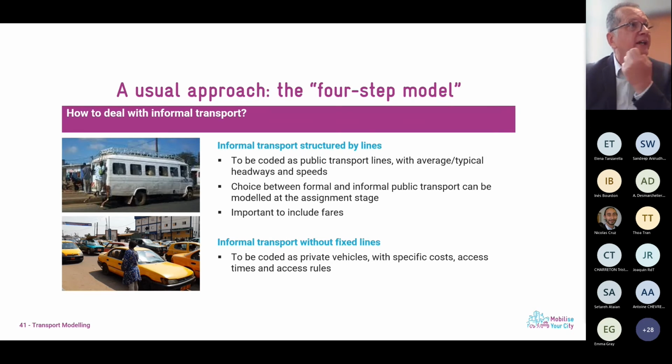But it is true that the models have been constructed mostly in northern countries where there is no informal transport or little informal transport. So these modes are not well taken into account in the traditional approaches.